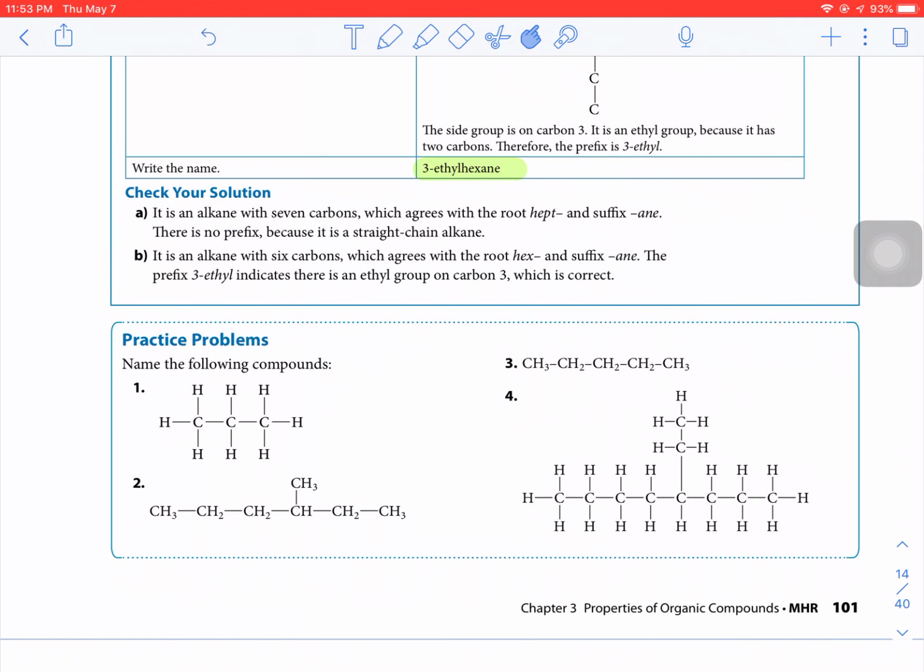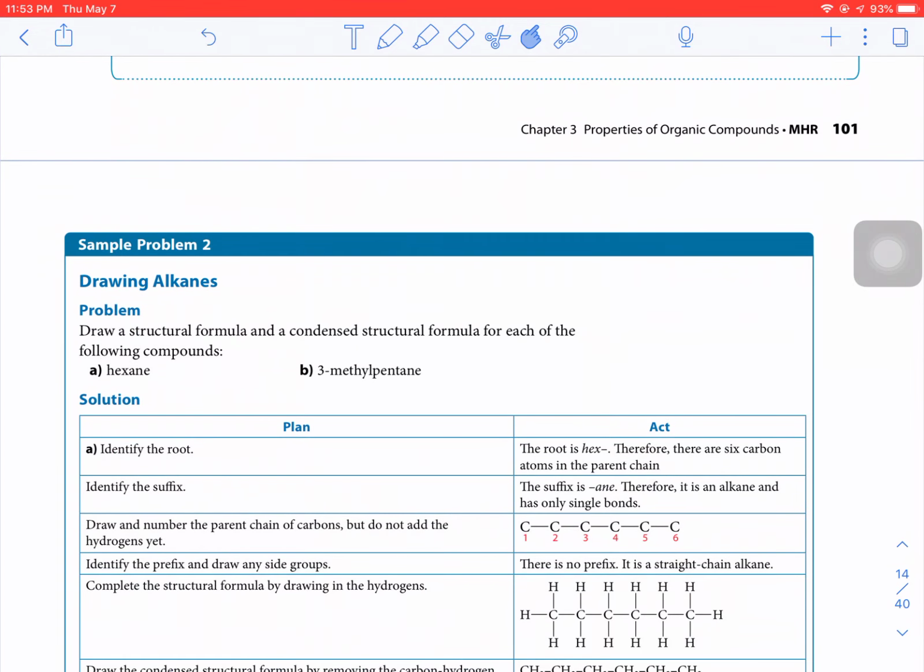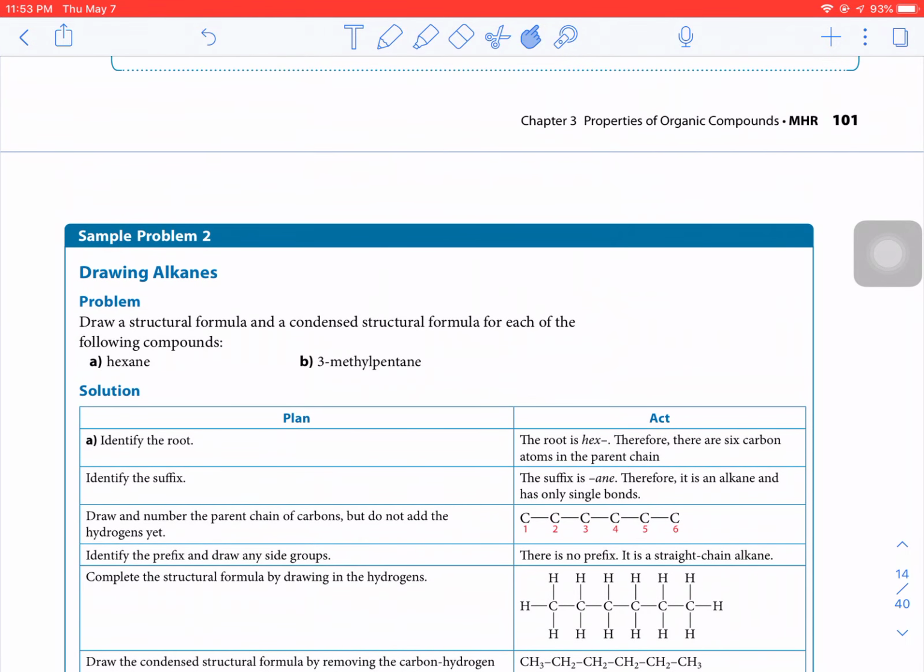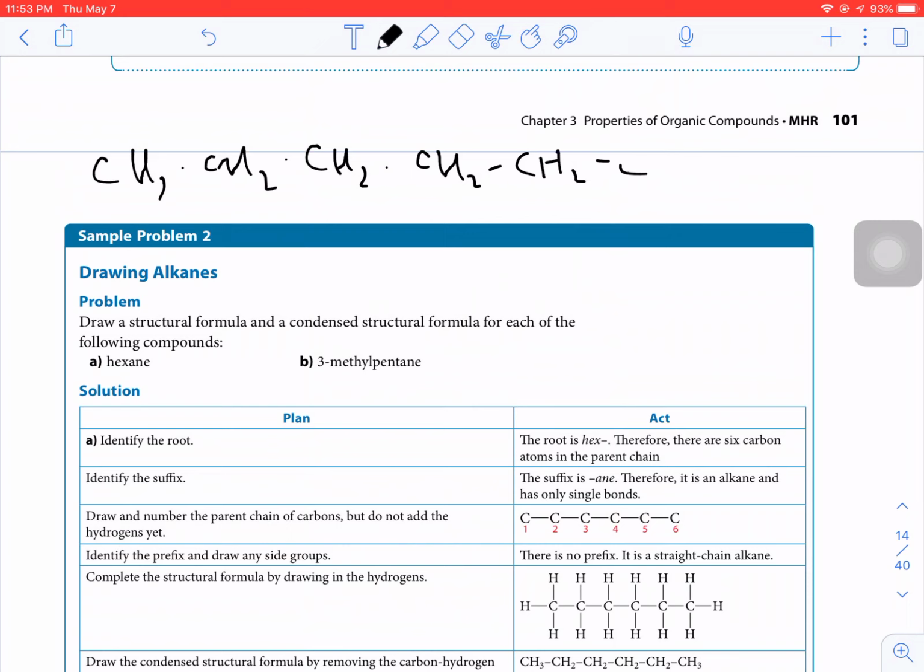Maybe not. Okay, so there's 4 practice problems here where you have to name 1, 2, 3, and 4. And then it says you have to draw some also. So let's draw these last ones here. The first one I have to draw is hexane. So I'm going to draw CH3, CH2, that's 2 carbons, 3 carbons, 4 carbons, 5 carbons, 6 carbons. Right?